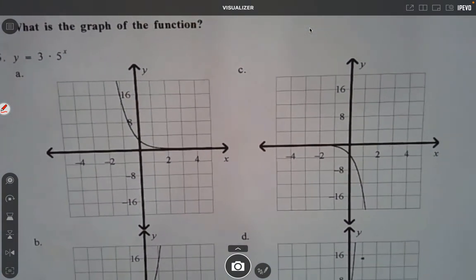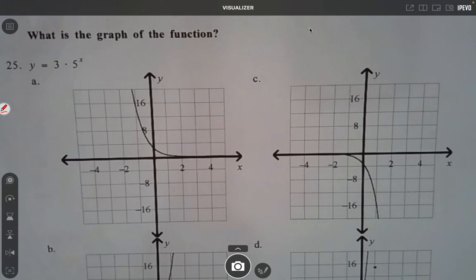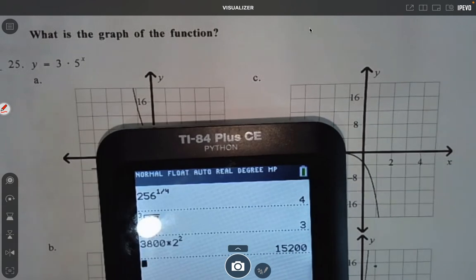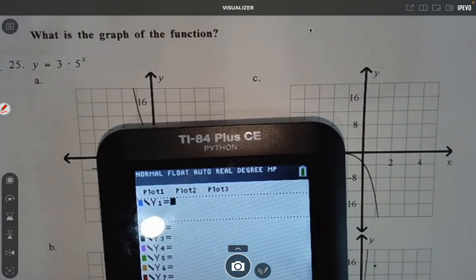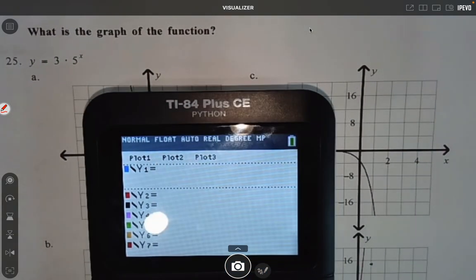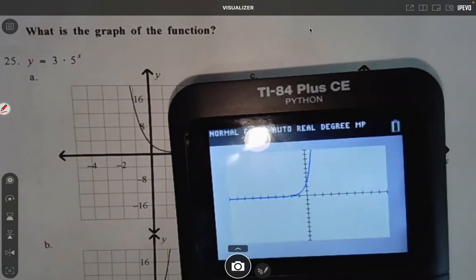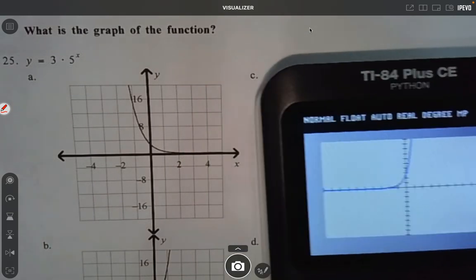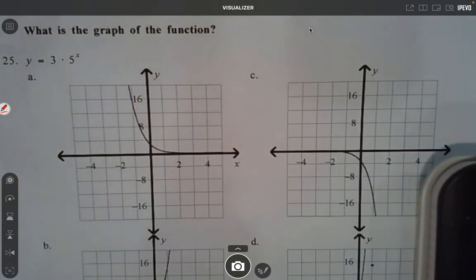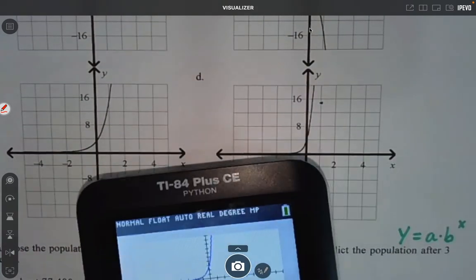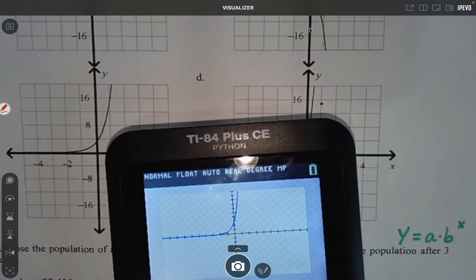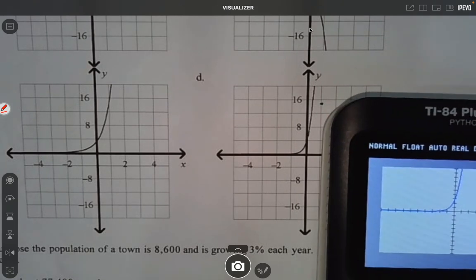This one, you don't have to have a calculator to graph it. Do y'all want me to graph it with the calculator? Yes. So, and all you have to do is pick the graph that matches. If you go to y equals, you type in 3 times 5 to the x. And you press graph, and which one looks like it? It looks like it's either B or D.